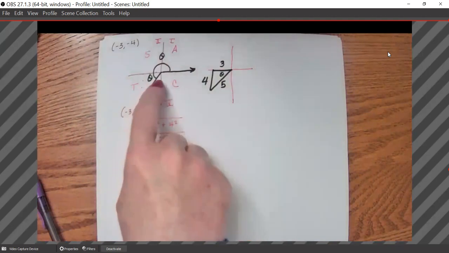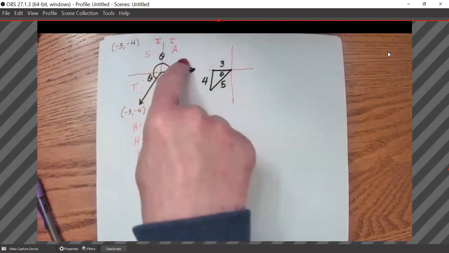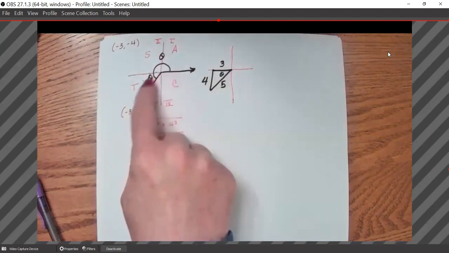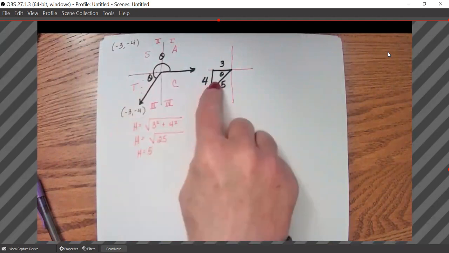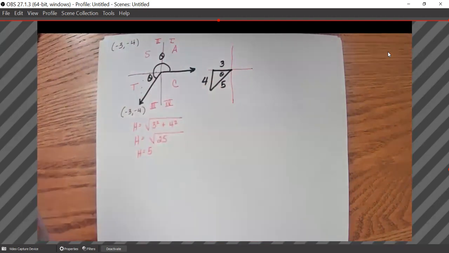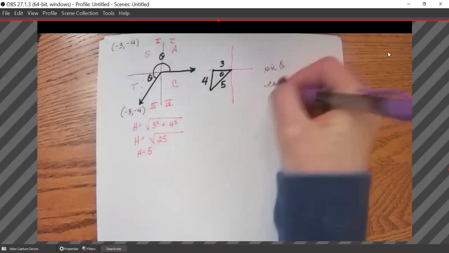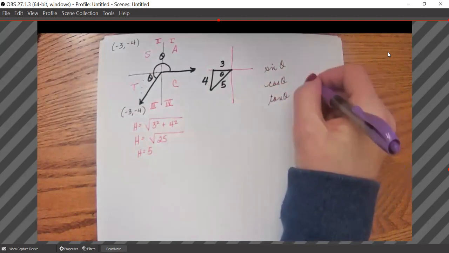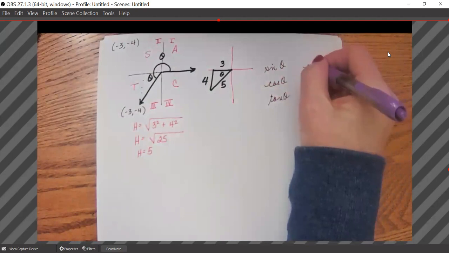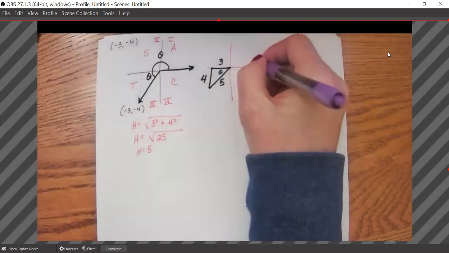So although my original angle theta is, excuse me, is actually greater than 180 degrees because it falls in the third quadrant, I can use this triangle to solve for sine of theta, cosine of theta, tan of theta, and the cosecant of theta, and the other functions too.